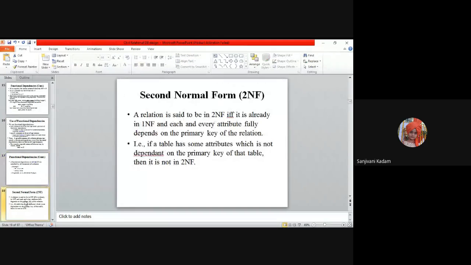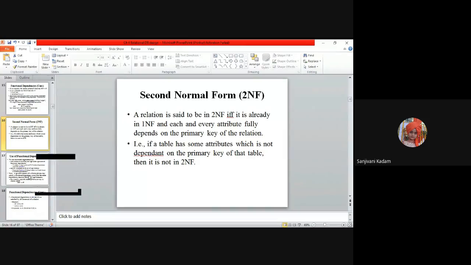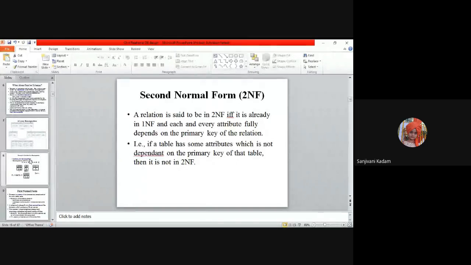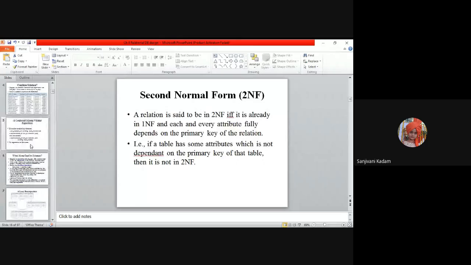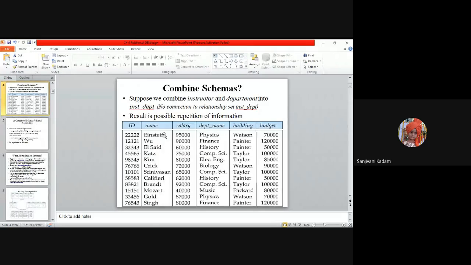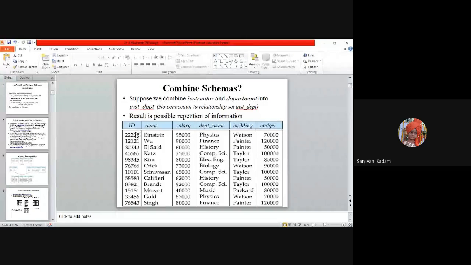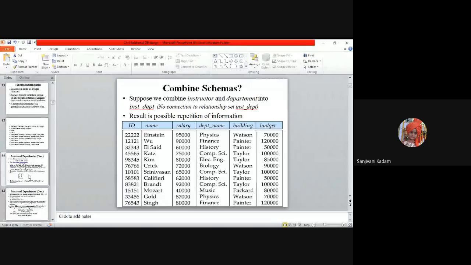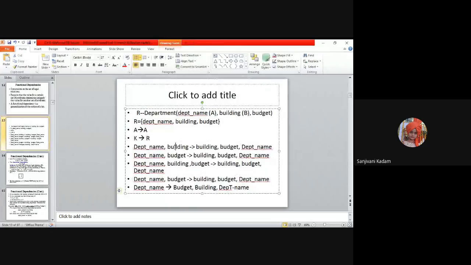Okay, second normal form. So here we are having a relation with this schema. Right now the schema of the relation is ID, name, salary, department name, building, and budget. As ID is unique, we will take ID as the primary key. So right now, my schema has this structure.